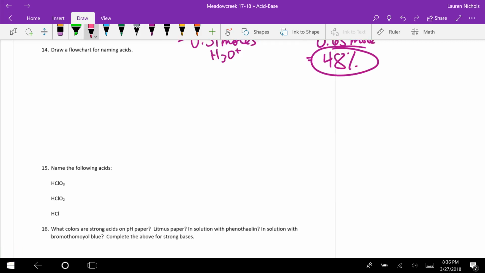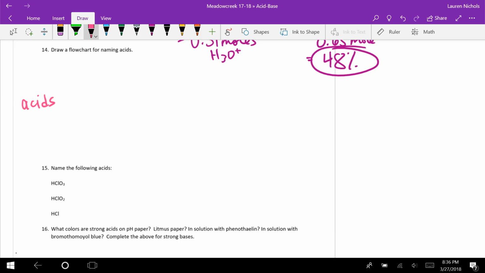Flow chart for naming acids. Let's talk about this. One thing we know is that acids, and before I get started, you might be wondering about bases, but bases all use the same normal naming system as we learned last semester. If you need a refresher on that, I believe that was unit number 5. You can go back to that playlist and find how to name those sorts of things.